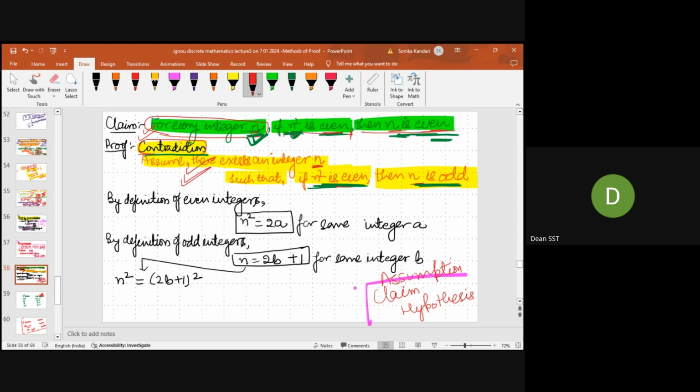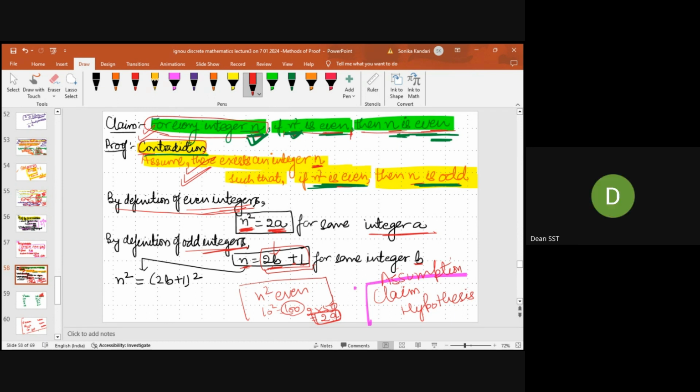By definition of even integer, n square is equal to twice a. As n square is even, like 10 square is 100, and 100 is even, we can represent 100 as 2 into 50. We can represent even numbers as 2a. By definition of odd integers, we can represent n is equal to 2b plus 1, because 2b is even, plus 1 it is odd. Is it clear?